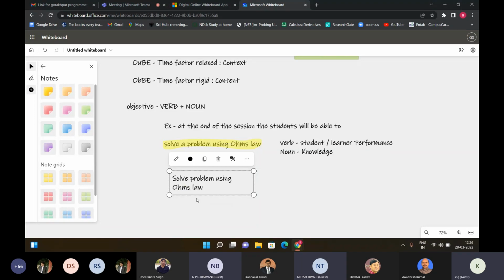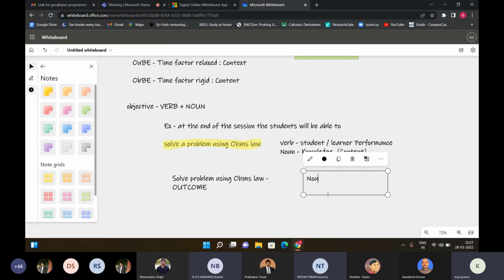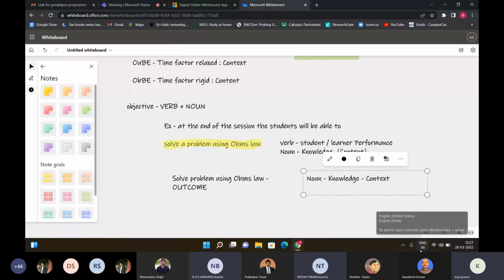You might be asking how the same statement can be used as an objective as well as an outcome. First and foremost, when I look at this statement as an objective, the knowledge shared with the student will be mostly related to the content. In the case of an outcome, the verb focuses on learner performance, but the knowledge will focus not on the content part but on the context part. The problem given to the student community might be a real-time problem, whereas in the first scenario it might be a textbook problem.